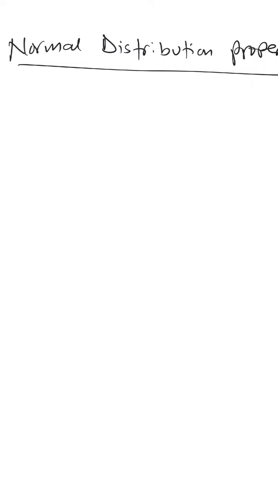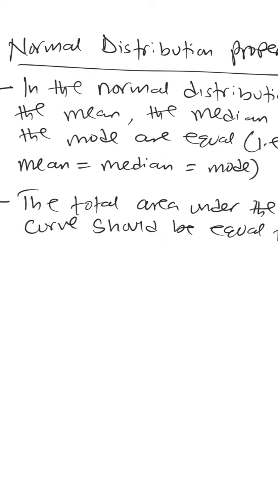In the normal distribution, the mean, the median, and the mode are equal. So the mean, the median, and the mode will always coincide. That's the first property. Then the total area under the curve is equal to 1. So the total area under the curve should be equal to 1. So this is the normal curve.